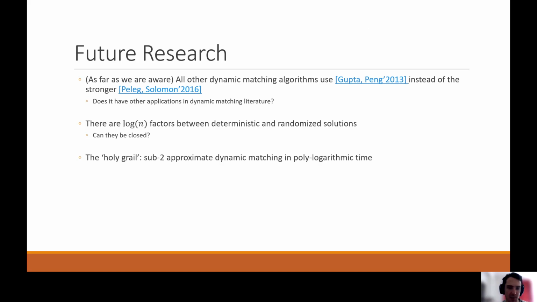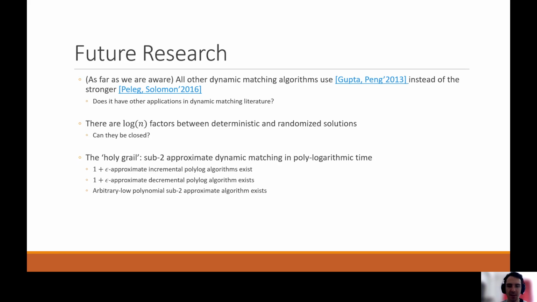The big interesting problem, which we're also very interested in, is to breach the 2 approximation barrier, which nobody has seen how to do in polylogarithmic time. And this is a particularly exciting question since it seems to be achievable, as there are 1 plus epsilon approximate decremental and incremental algorithms in polylog update time, and there are even arbitrarily low polynomial sub-2 approximate algorithms out there. So it just seems like something which should be possible, and yet nobody has managed to grasp it.